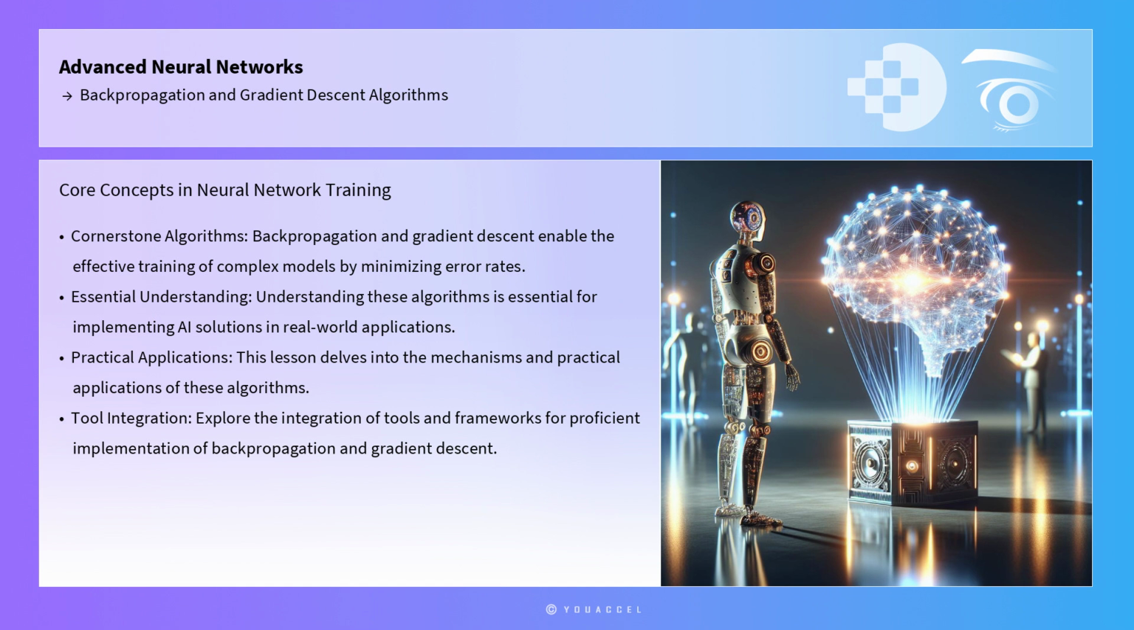Backpropagation and gradient descent stand as cornerstone algorithms within the field of advanced neural networks, enabling the effective training of complex models by minimizing error rates. Understanding these algorithms is essential for professionals aiming to implement artificial intelligence solutions in real-world applications. This lesson delves into the mechanisms, practical applications, and the integration of tools and frameworks that facilitate the proficient implementation of backpropagation and gradient descent.